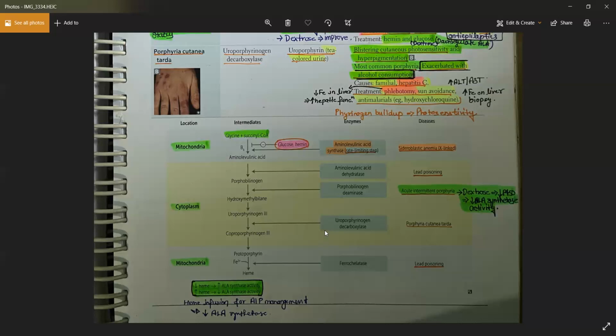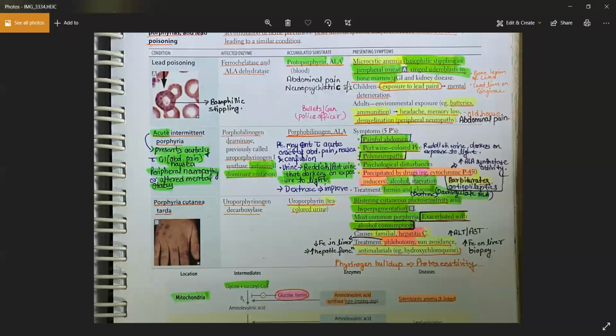Then you have a deficiency of the enzyme uroporphyrin decarboxylase. That can cause porphyria cutanea tarda. So you will have a high level of uroporphyrin 3 and a low level of protoporphyrin and coproporphyrin 3. Someone can ask you this, right? And as the name suggests, cutanea tarda means cutaneous reactions will be there. You will have skin symptoms in this disease. Okay, so let's discuss every disease one by one.